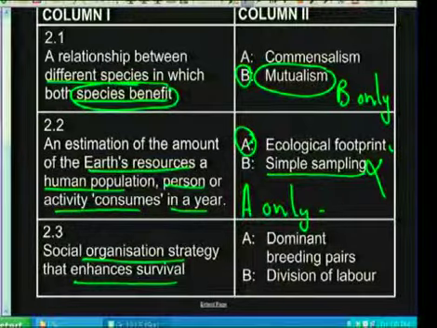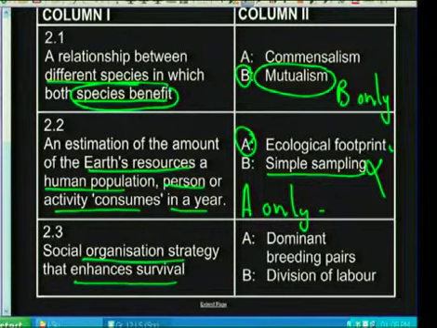So let's look at question 2.3 again and see what the correct answer is. Which of these enhance survival? As I said, dominant breeding pairs, yes, as these will pass on stronger characteristics to the offspring, and the division of labor simply means that individuals carry out specific functions, and these functions ensure that the workload is distributed so that that population survives optimally.